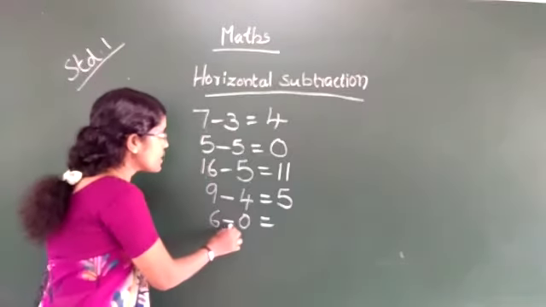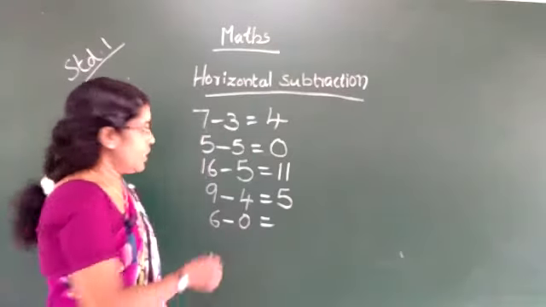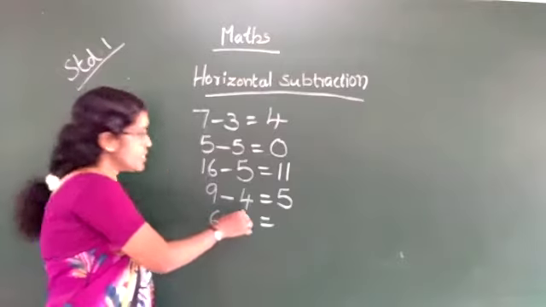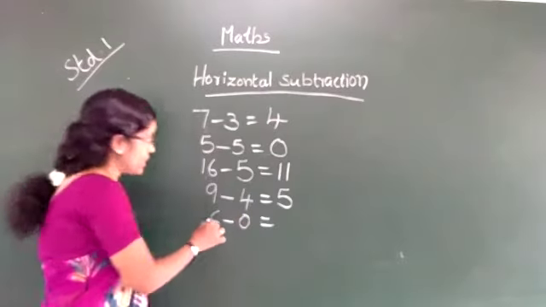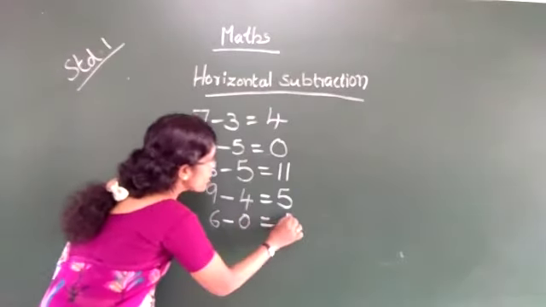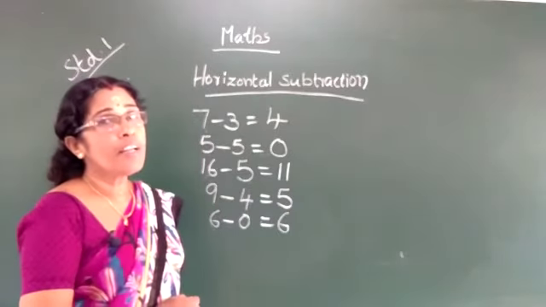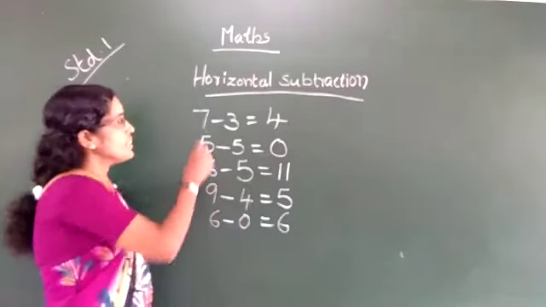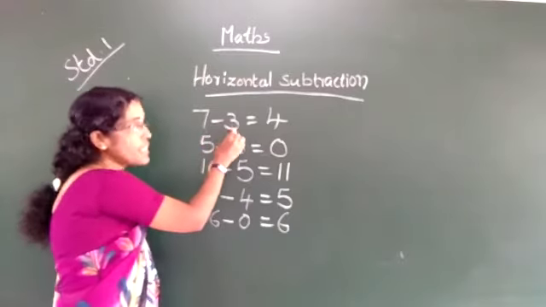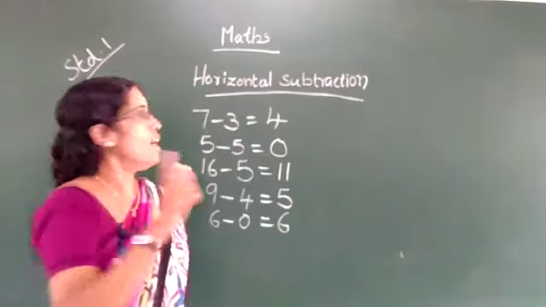Next, 6 minus 0. Any number minus 0 is that same number. The same number. 6 minus 0 is 6. All of you understand? Any number minus 0 is the number itself.